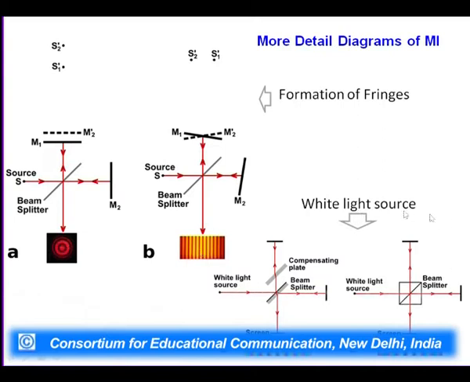If we use a white light source, then we get colored fringes on the screen. With a white light source, we need the beam splitter compensating plate, which is required just to get the two rays in the same phase, and then on the screen we get straight fringes, as in the case of monochromatic light also. Here we see this is a beam splitter, and then we can get the straight fringes.